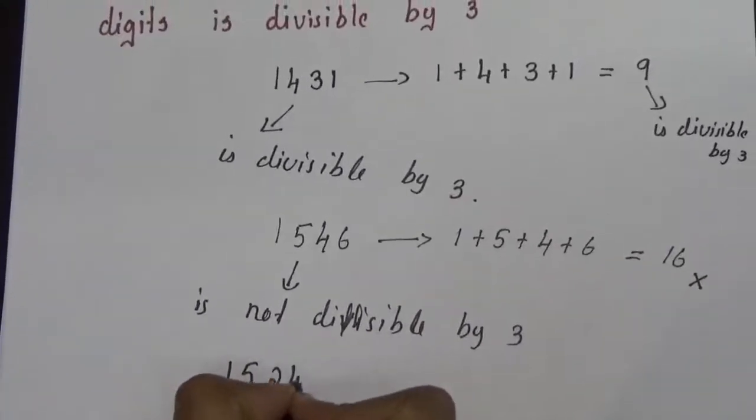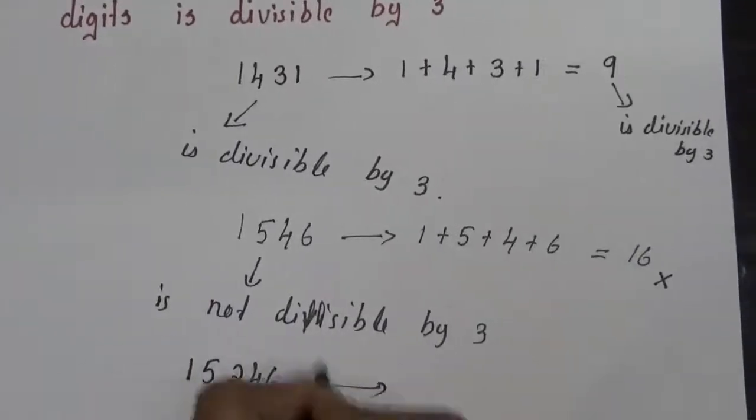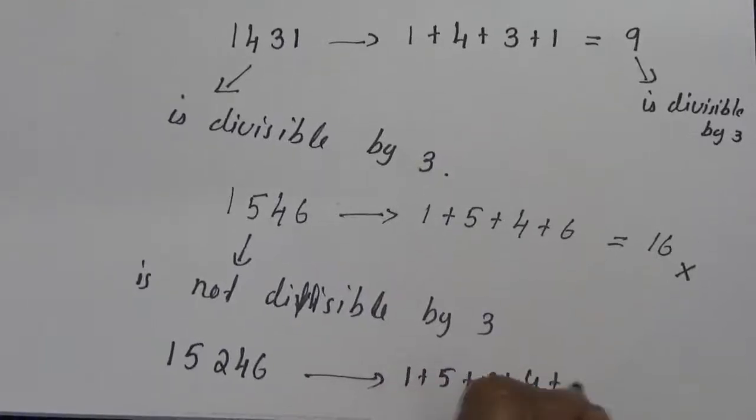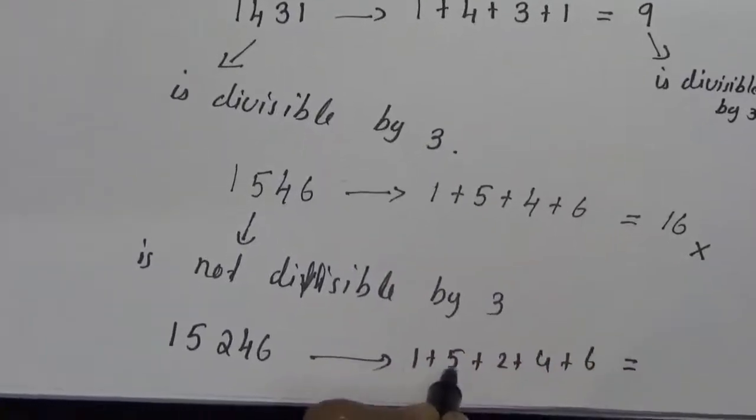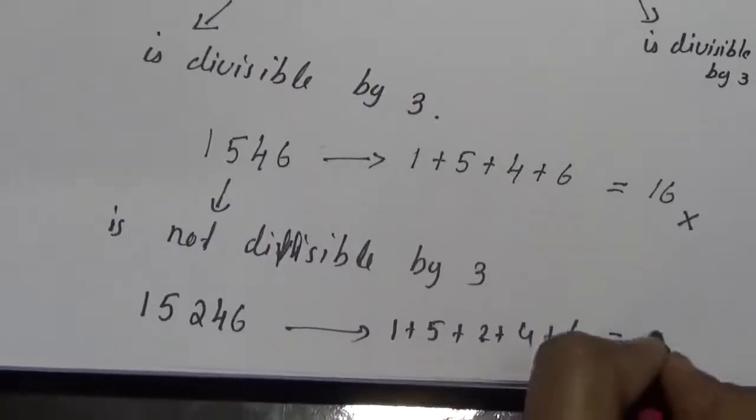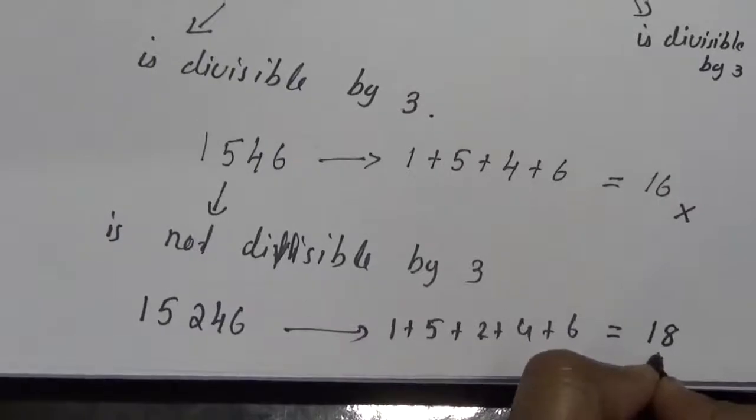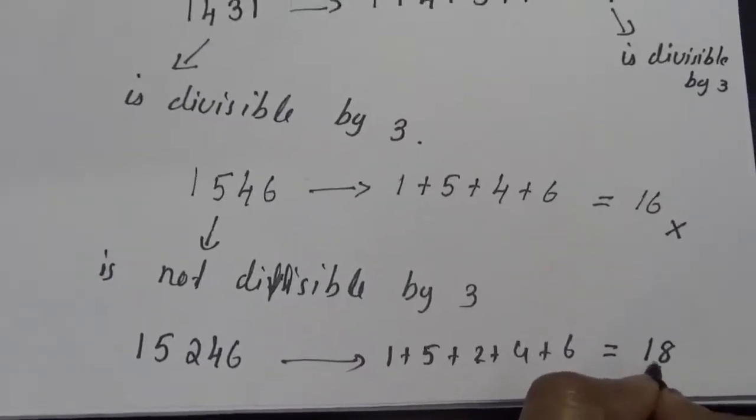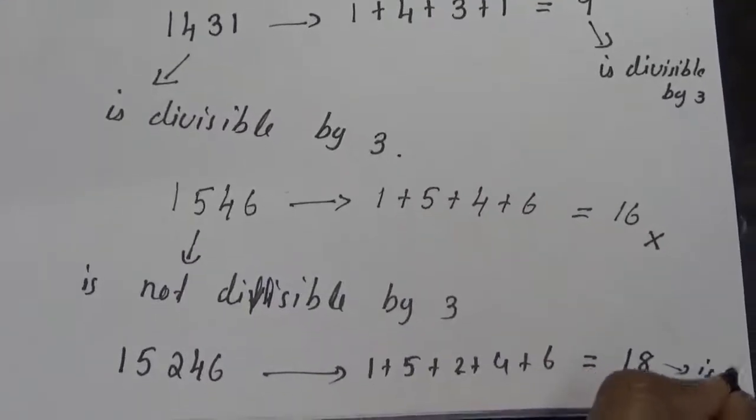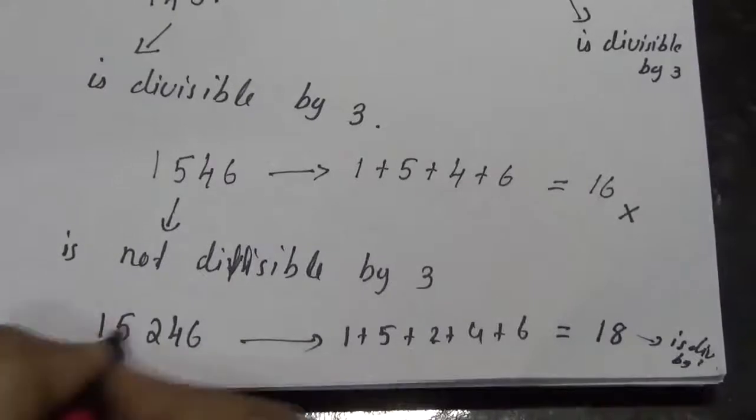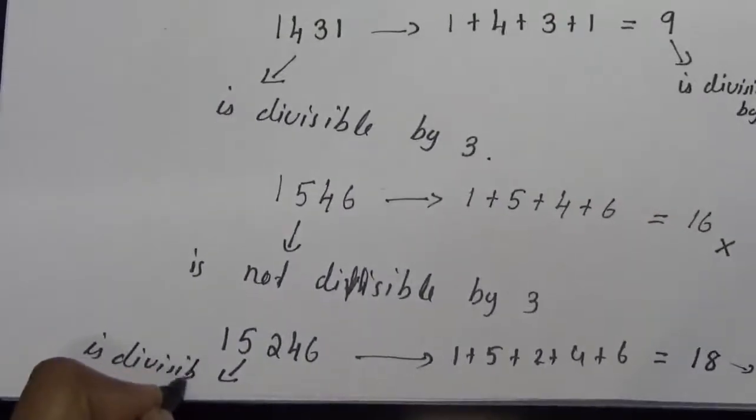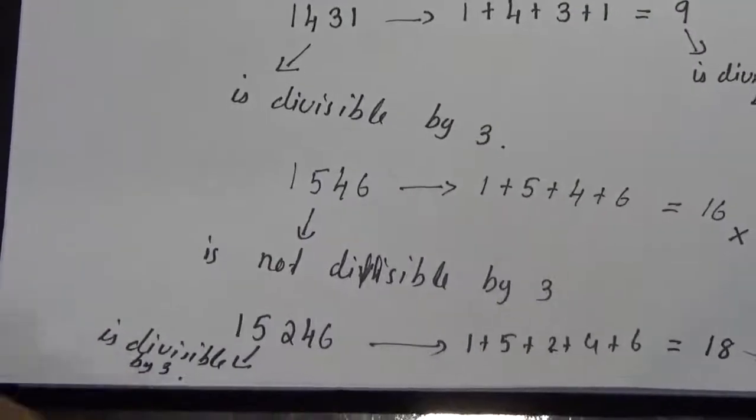Okay. Another example, 15,246. Add the digits 1 plus 5 plus 2 plus 4 plus 6. 1 plus 5 is 6, 6 plus 2 is 8, 8 plus 4 is 12. 12 plus 6 is 18. 18 is a multiple of 3, isn't it? We can see the number 18 in the multiplication table of 3. So this 18 is divisible by 3. So we can say that this number is divisible by 3. That is the divisibility rule of number 3.